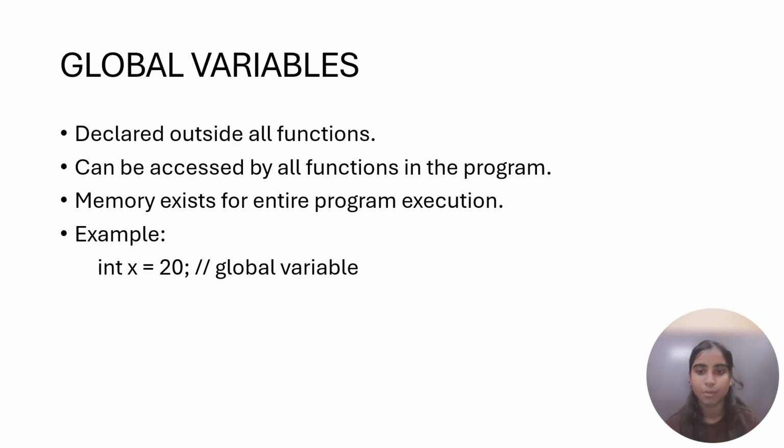So now let's discuss global variables. These are declared outside a function. They can be accessed by all the functions in the program. Memory exists for the entire program execution. Example: int x equals 20. This is the global variable, declared outside a function.